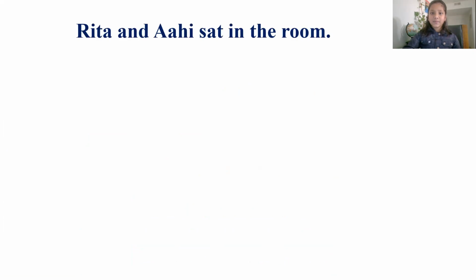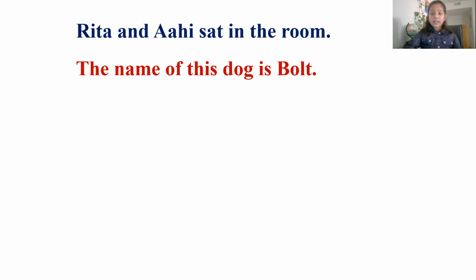Can you spot the nouns? First sentence. Rita and Ahi sat in the room. What are the nouns here? The nouns are Rita, Ahi, and room, because Rita and Ahi are a name of a person, and room is a name of a thing. Can you spot the nouns here? The name of this dog is Bolt. The nouns in this sentence are name, dog, and Bolt.